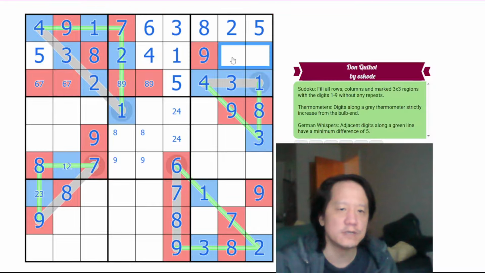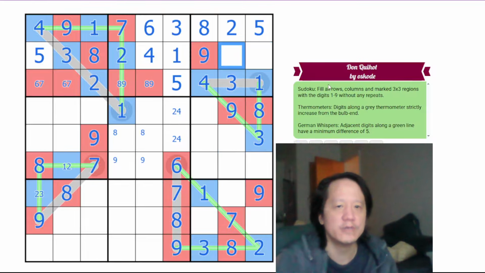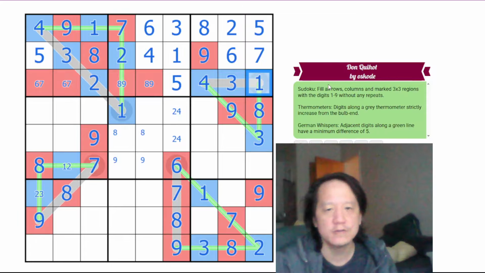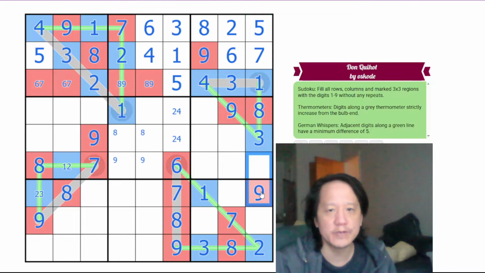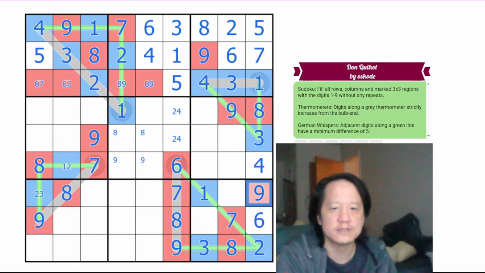Remaining digits in row 2 are 6 and 7. 7 can't be here because 7 in the column. So this is 6, that's 7. Remaining digits in column 9, we have 4 and 6. This can't be 6 because of 6 in the row, so this is 4, which makes this 6.